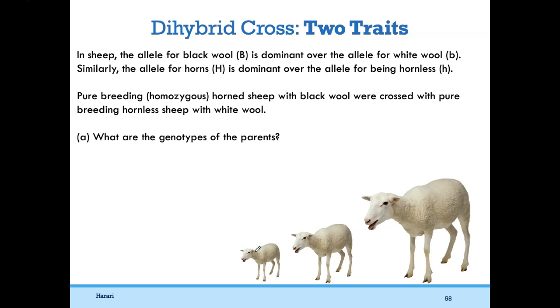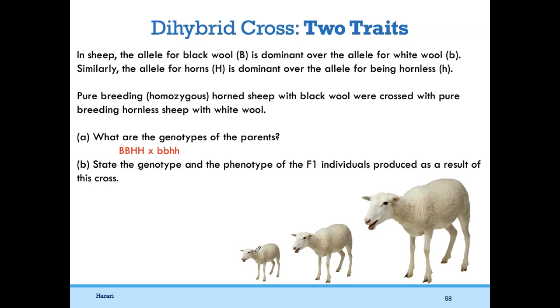Right, what are the genotypes of the parents? It must be big B, big B, big H, big H, which is the black wooled with horns. Little b, little b, little h, little h was the hornless sheep with white wool. What would the F1 sheep look like if these two parents were crossed?